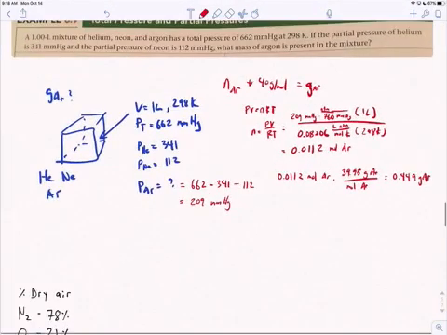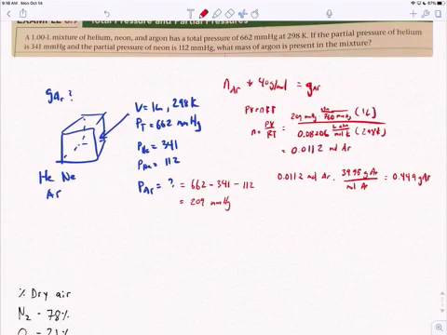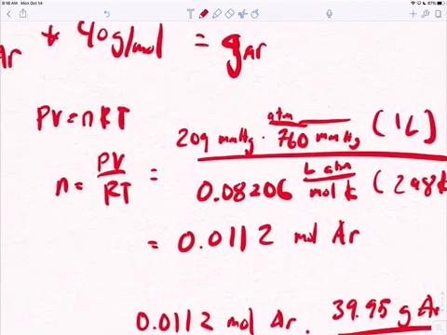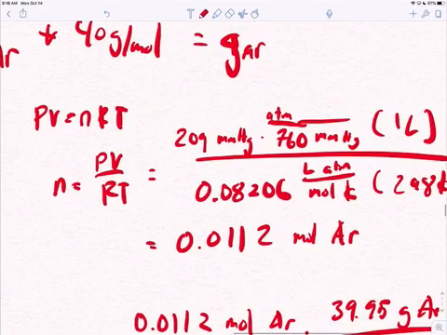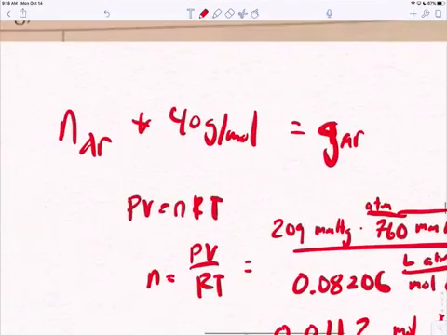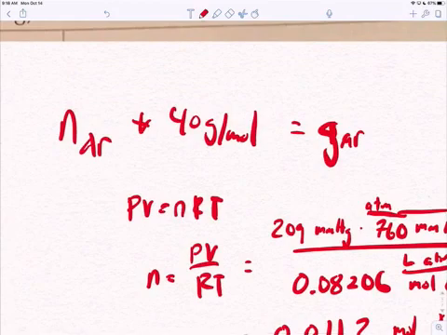Excuse me. I'm just having trouble deciphering some of the letters. What does the N stand for? That's the number of moles. Number of moles in argon at the beginning? In the red. Yes. N argon. Okay.